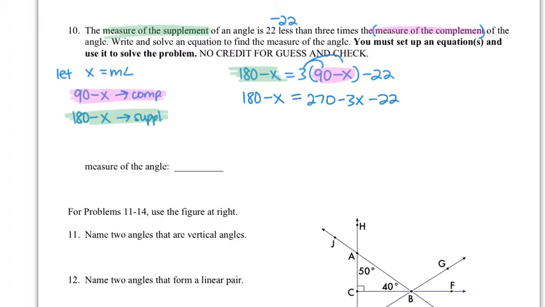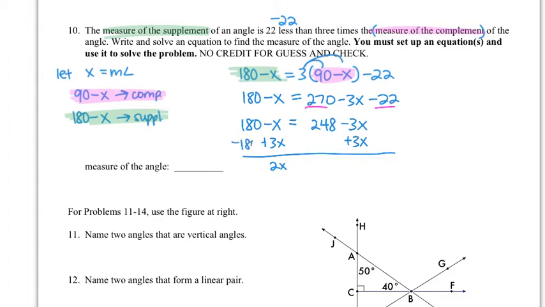So I'm going to combine like terms on the same side. 270 minus 22 would be 248. So 248, and I still have minus 3x. Don't get the signs mixed up on those things. Then I'm going to get my like terms on the same side. So I'm going to add 3x so I can get positive x's. I'm going to go ahead and then subtract 180 on the same step. There's just 2 linear steps together. That's perfectly fine. And that will give you 68 divided by 2, and x equals 34.